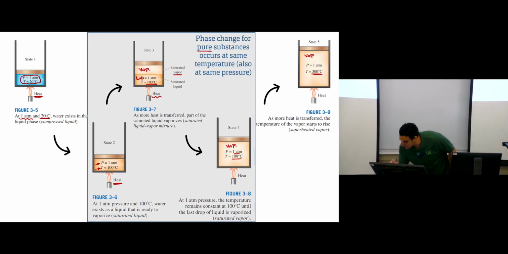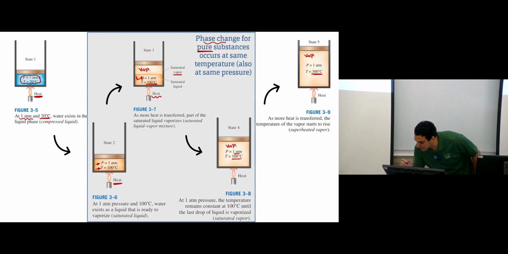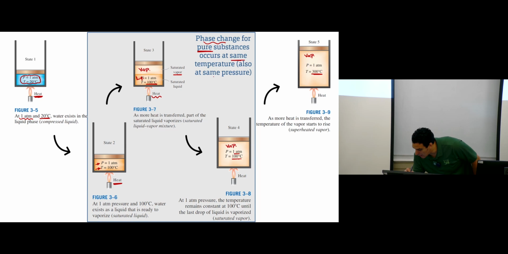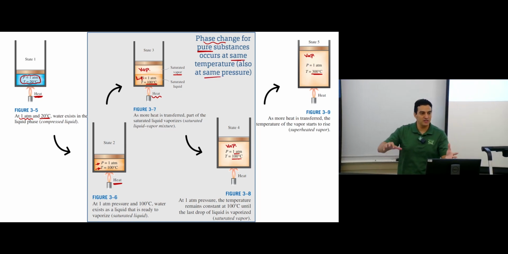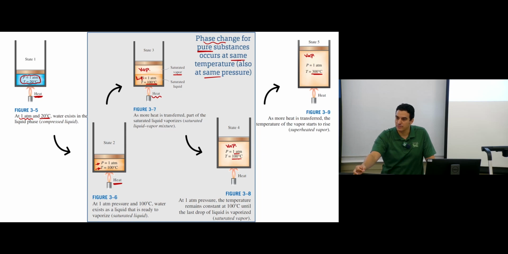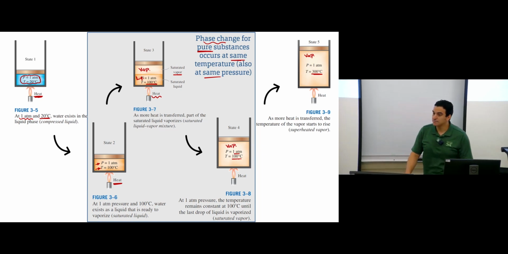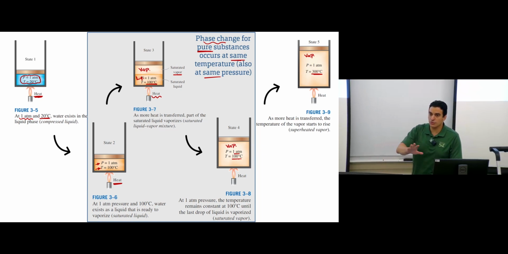For a pure substance, phase change is happening at the same temperature and also the same pressure, not within a range. Phase change will not happen between 90 and 100. It will not happen between 99 and 101, for example. Exactly, phase change will happen at 100 degrees Celsius. At 99, 100% liquid. At 100.01, it's 100% vapor. Okay? So exactly at this temperature, 100 degrees Celsius at 1 atmosphere, phase change will happen. Clear? Any questions so far?